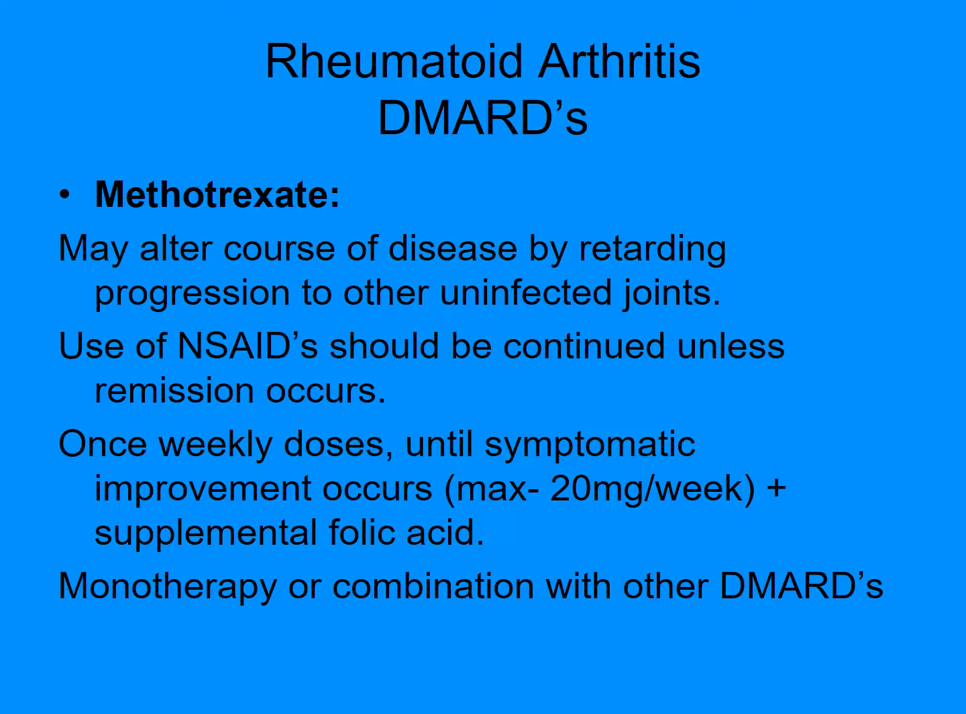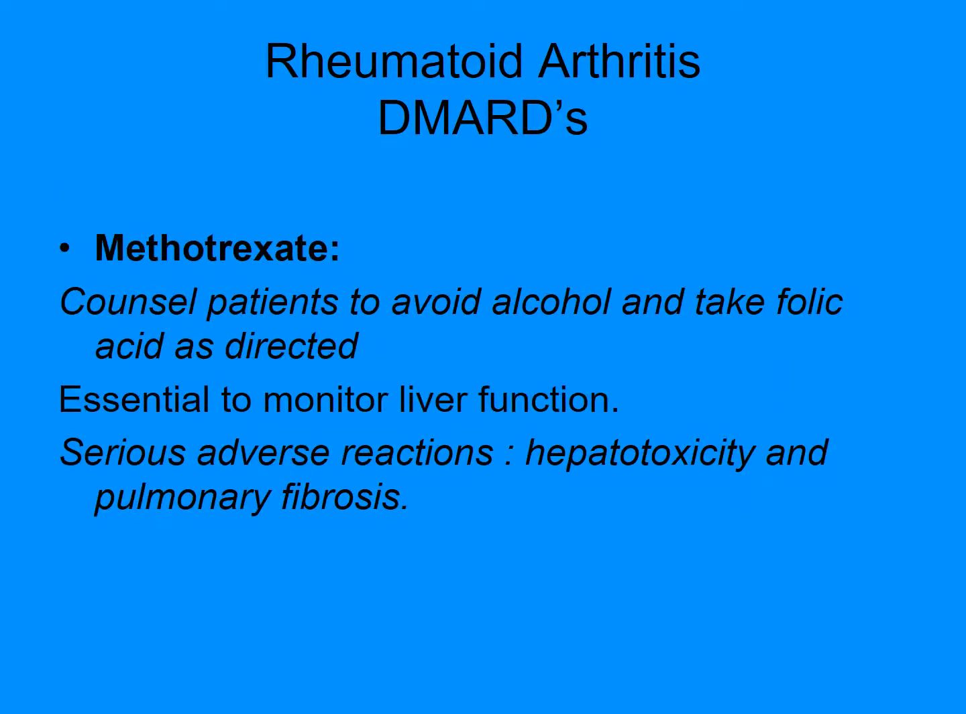Continue use of the NSAIDs unless remission occurs. It's usually given as a weekly dose until symptomatic improvement occurs, plus supplemental folic acid. Usually we start with monotherapy and then sulfasalazine may be added on if inadequate responses are given. Patients must avoid alcohol and take folic acid as directed.